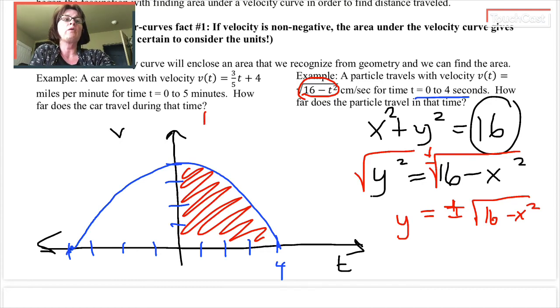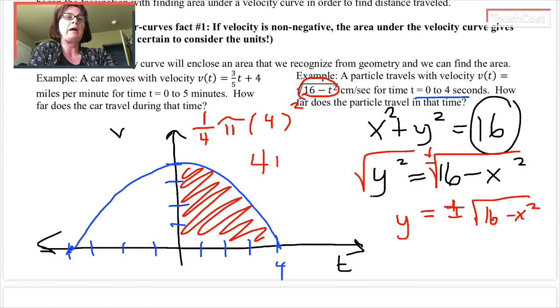That's going to be 1/4 times the area of a circle, pi r squared. So pi r squared, in this case the radius I know is 4. So the distance traveled is going to be, I have centimeters per second times seconds. So I'm going to have 1/4 pi times 16, so it's going to be 4 pi. 4 pi centimeters. Final answer.